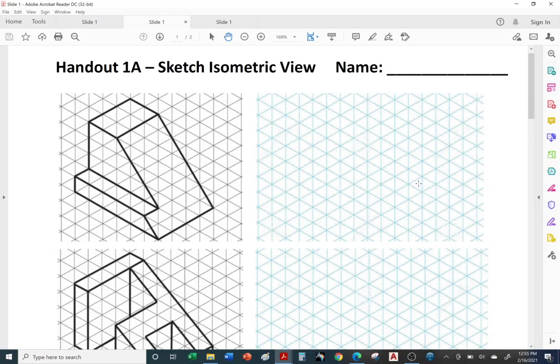Now, Chapter 6 will be drawing isometric views in AutoCAD. We don't cover that chapter, but I may turn it into an extra credit assignment, most likely in the second half of the semester.